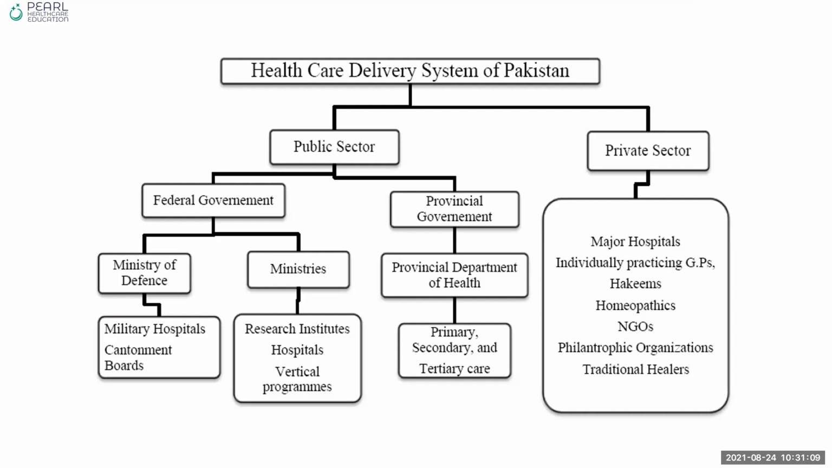Federal and provincial governments together are responsible for making health strategy and building the infrastructure. The provincial government is responsible for administering the healthcare system, and then the district level management is responsible for implementing and providing services to people. Within the provincial government, you have the Provincial Department of Health, which manages primary, secondary, and tertiary care provision in various parts of the country. And within the federal government, you've got the Ministry of Defense, different ministries, research institutes, and military hospitals, etc.